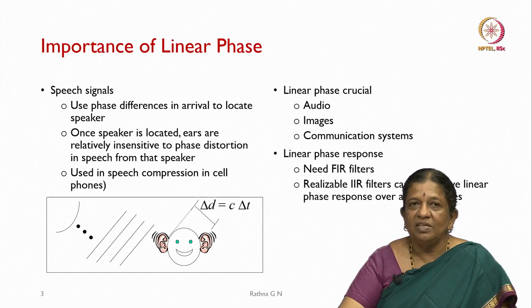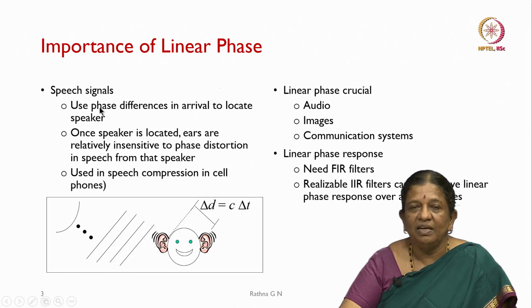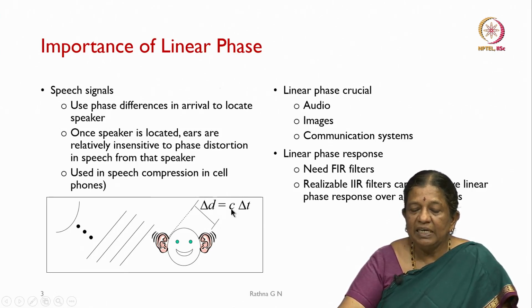linear phase filter. As for the importance of it, you can see an example in the speech signal: we use phase differences in arrival to locate the speaker. In this case, we may not need the phase part if there is any delay. So you locate them, that is, we call it delta D is equal to C into delta T. This is how the speaker location works, and then our ear automatically adjusts to whatever delay there is in the phase. That is what is shown here.